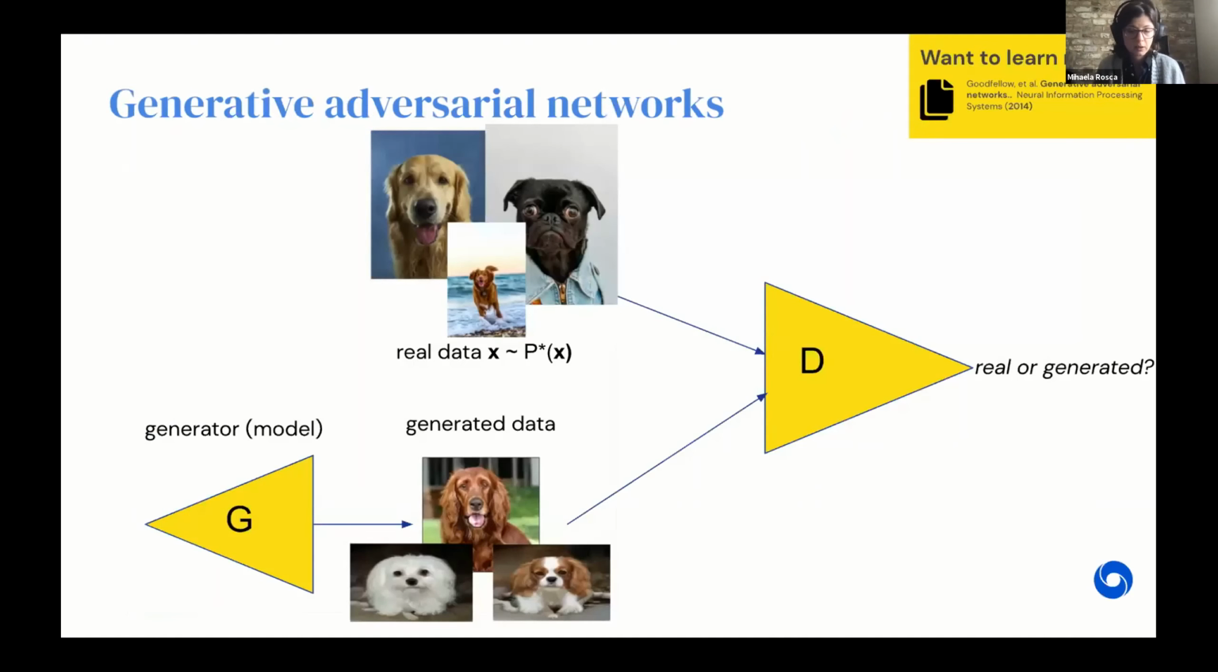And just as another view of this, the discriminator, again a neural network, is trying to answer the question: real or generated? We're going to see approaches to quantify this in a bit. And our model, the generator, is generating data that is now being fed into answering this question.